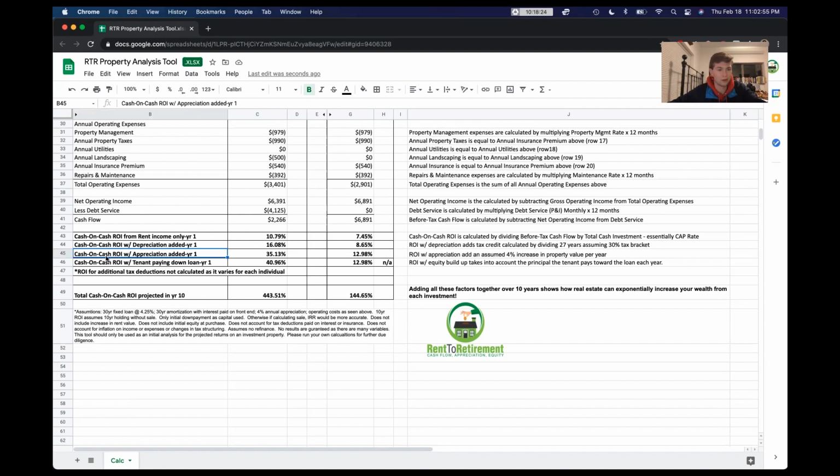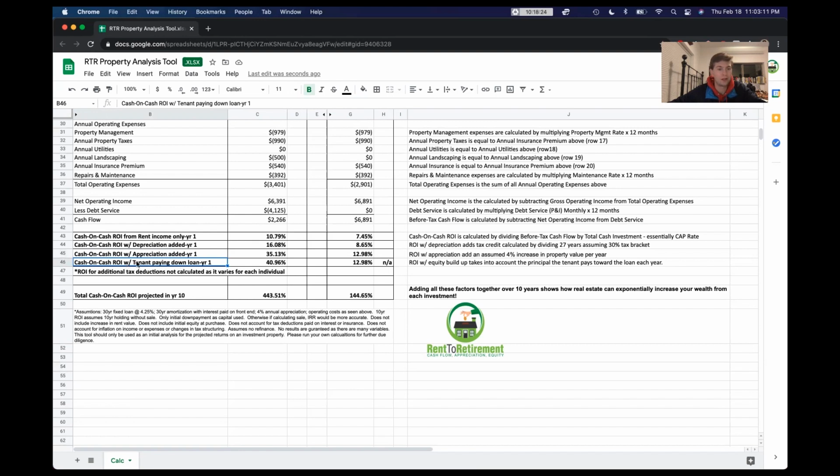So we're cruising, right? Now we're going to have our cash on cash return with appreciation added in to year one. Boom, 35.13%. We're absolutely smoking the stock market at this point.